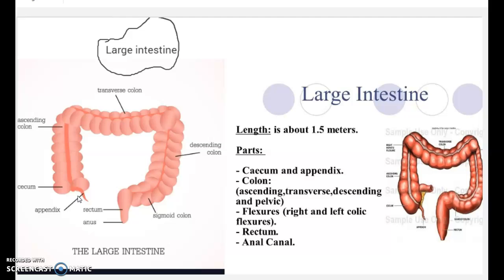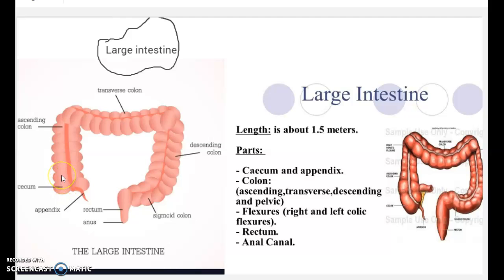The walls of the appendix contain many lymph nodules. No known function of the appendix is there. It is called a vestigial organ, an organ which has no function.